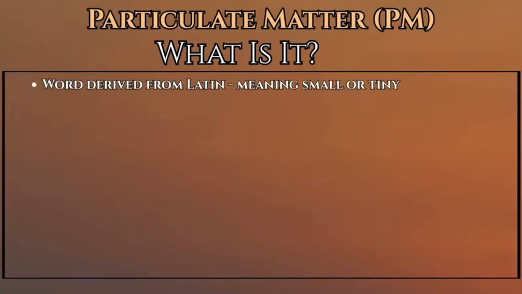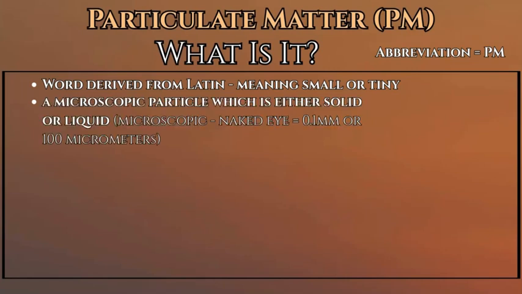Particulate matter is a word that comes from the Latin meaning small or tiny particles. So it is PM for short, and it's a microscopic particle of either solid or liquid composition. Now, in terms of microscopic, the naked eye can see generally down to 0.1 millimeters or 100 micrometers in size. Anything smaller than that will be very hard to detect with the naked eye.